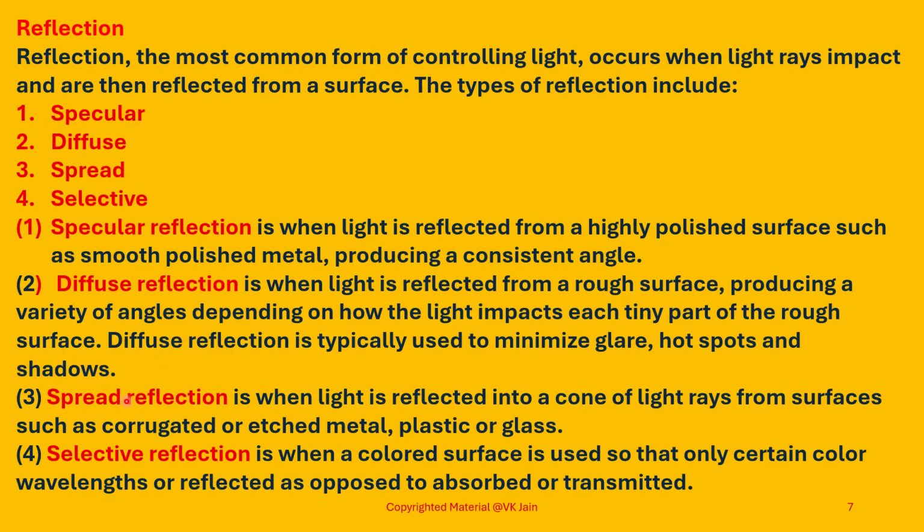The third type of reflection is known as spread reflection, and it is when light is reflected into a cone of light rays from surfaces such as corrugated or etched metal, plastic or glass. The fourth is known as selective reflection, and it is when a colored surface is used so that only certain color wavelengths are reflected, as opposed to absorption or transmission.